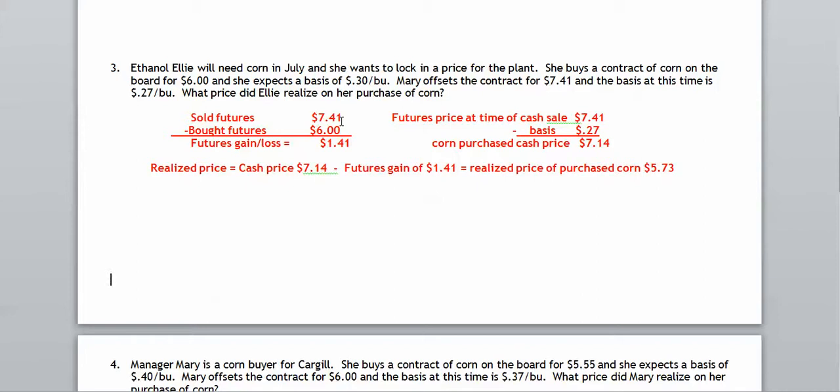Well, she sold futures for $7.41 after she originally had bought it for $6, so that's a gain of $1.41. Her futures price at the time of cash purchase, this should say cash purchase, is $7.41 minus the basis of 27 cents equals $7.14. Take the $7.14 cash price minus the futures gain of $1.41 gives us a realized price on the purchased corn of $5.73.